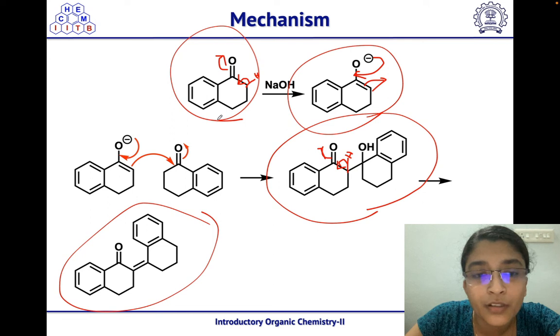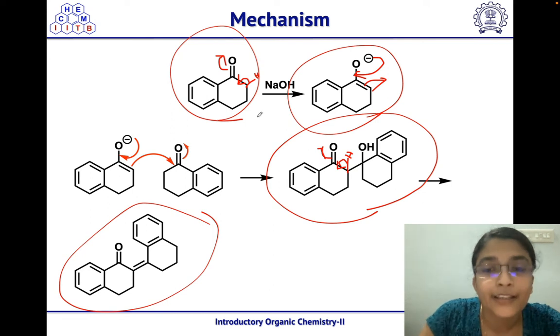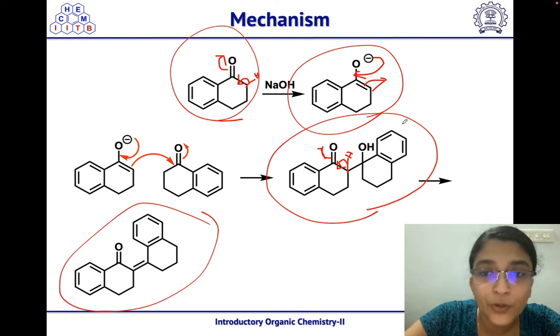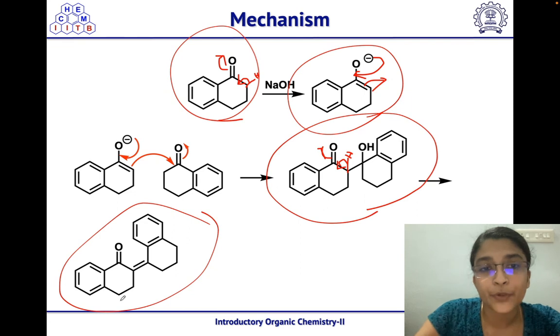Any doubt? It is called E1CB mechanism. Here a conjugate base will be formed which is stabilized, and once it is falling back, this hydroxyl is removed. That is why it is called E1CB. So first the aldol reaction will take place, and then since concentrated NaOH is present, it can again form an enolate and then undergo E1CB reaction to give this aldol condensation product. I hope this is clear for everyone.